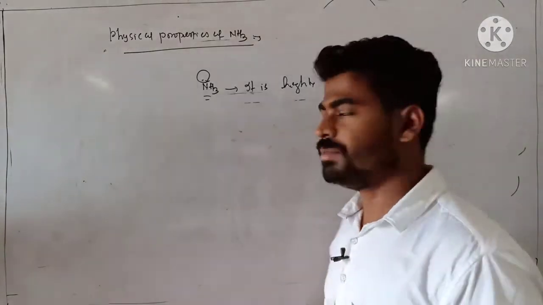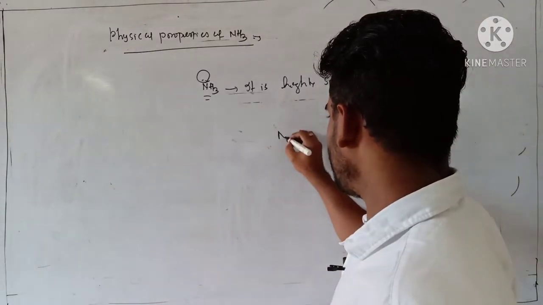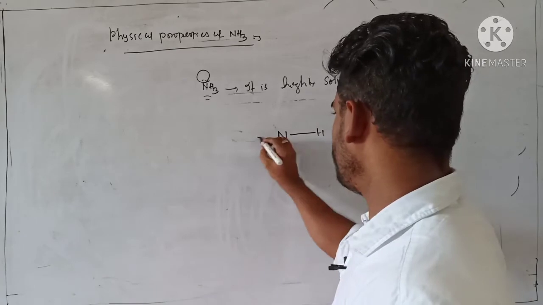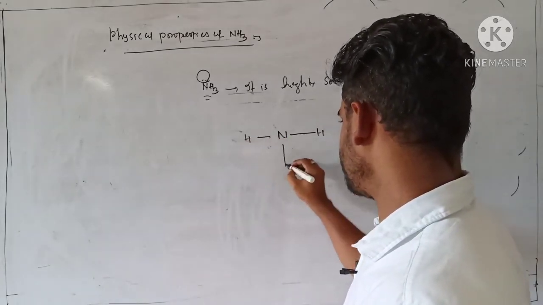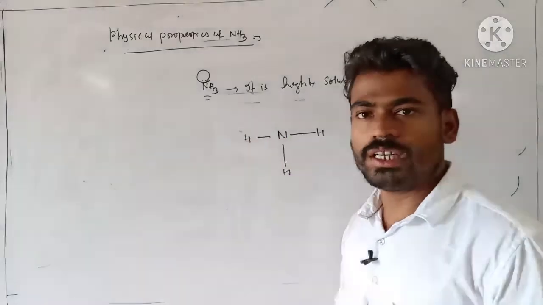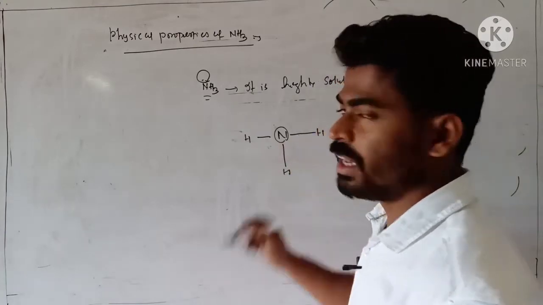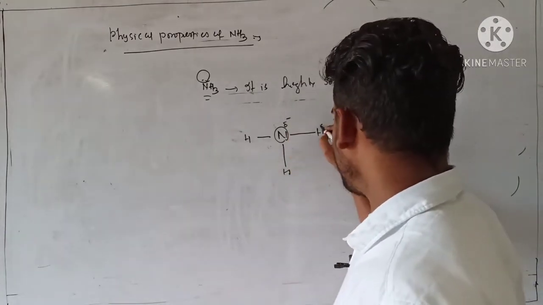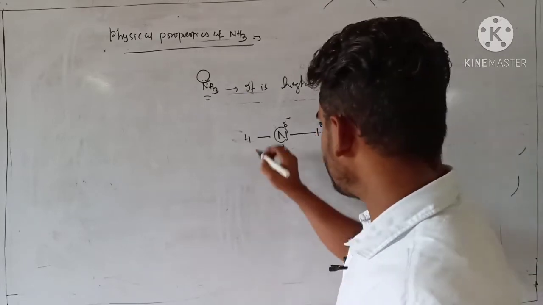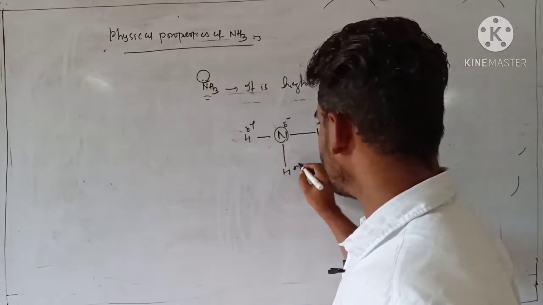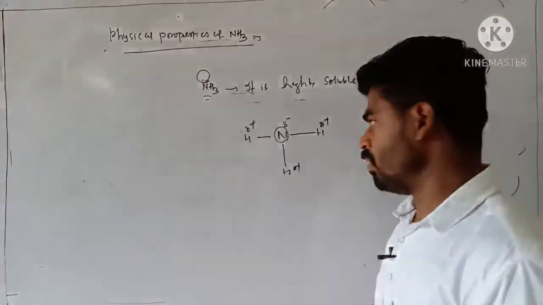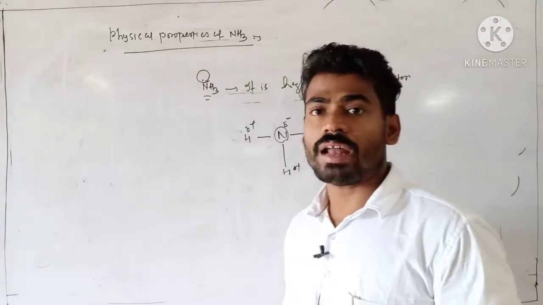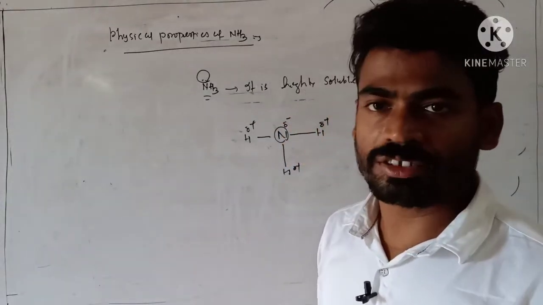Do you know what is the reason behind it? Because this ammonia molecule is a polar molecule. If you draw its structure NH3, nitrogen is more electronegative than hydrogen. So here this is delta minus and the hydrogens are delta plus. So this is a polar molecule.